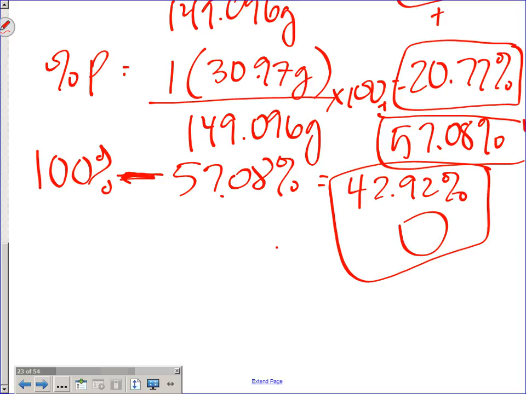Give me a thumbs up if you feel okay with percent comp. But you really have to know the formulas, right? That's probably the hardest part still.